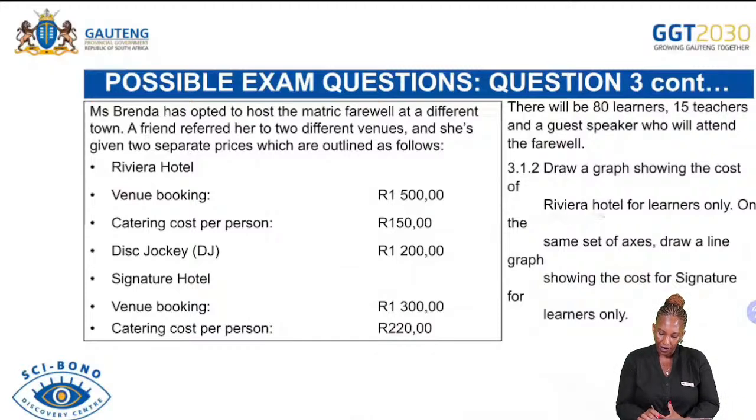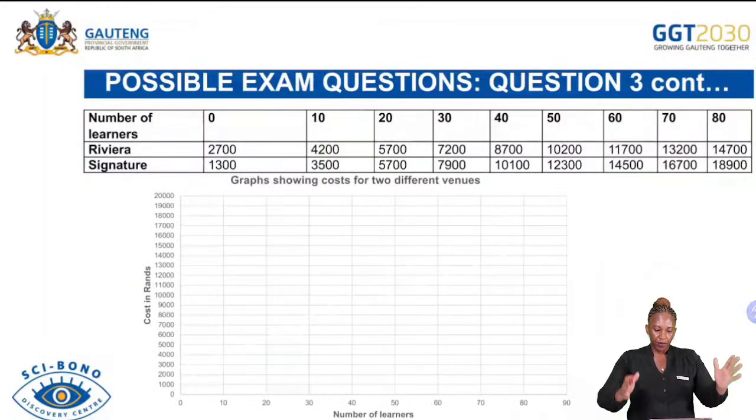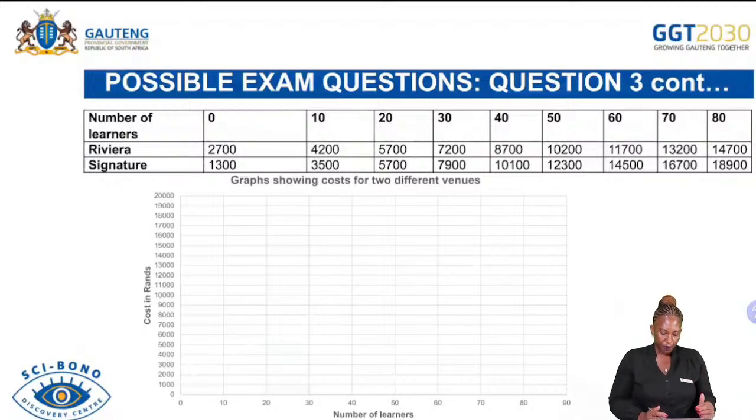showing the cost of Riviera Hotel for learners only on the same set of axes. Draw a line. Now listen to this one. It says, draw a graph showing the cost for Riviera Hotel for learners only on the same set of axes. Draw a line graph showing the cost for the Signature Hotel for learners only. Now here, they've given us the table. We have to draw the graph. Now, how do we start with our graph?